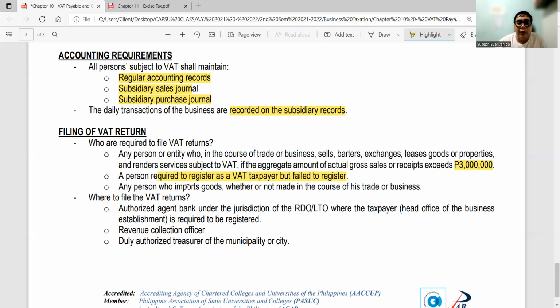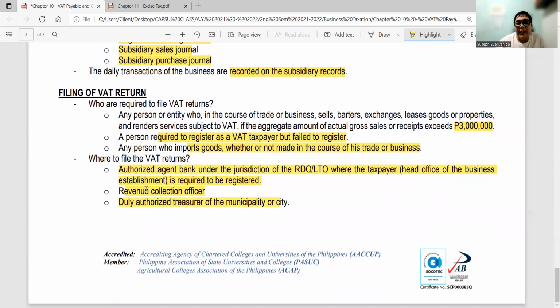And the person who imports goods, you already know that. So where to file and pay? Usually in cities like here in Roa City, payment is at the bank. But in the towns, there are collecting agents who go to the provinces to collect tax. These are the revenue collection officers and newly authorized treasurers, right? But usually payment is made to the authorized bank and the revenue collection officer.